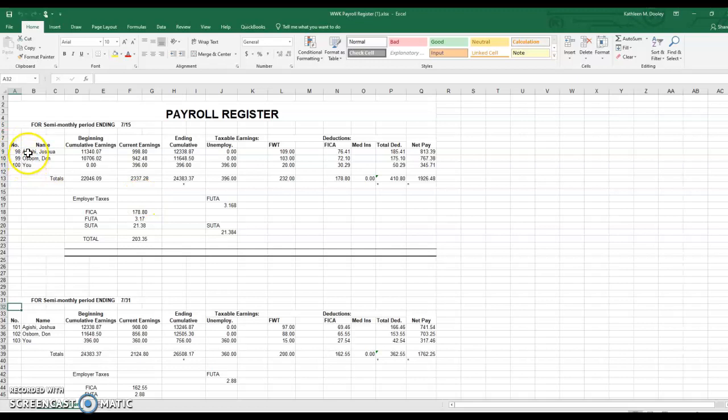Now, there are 3 employees, including Joshua and Don, who are salespeople, and yourself, which you should change that name if you can, and put your name in there, and you are an office person.